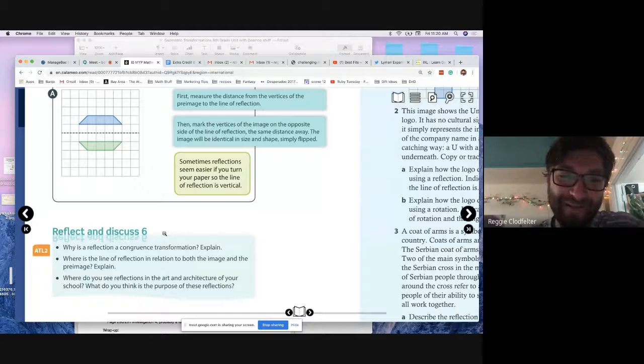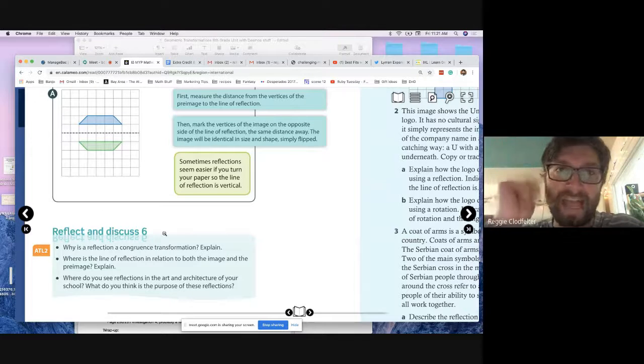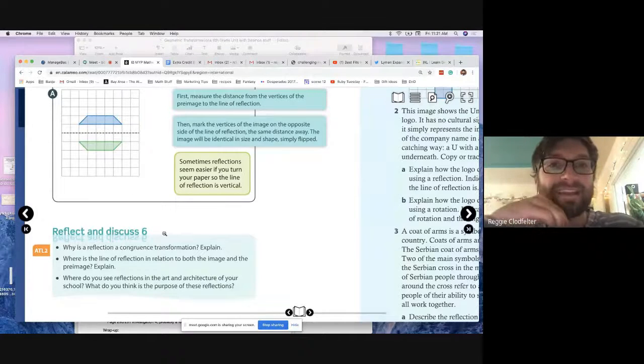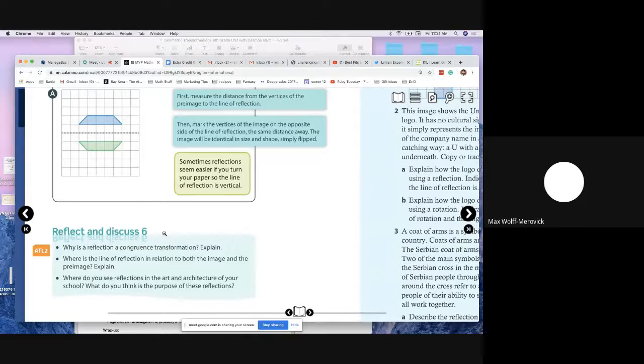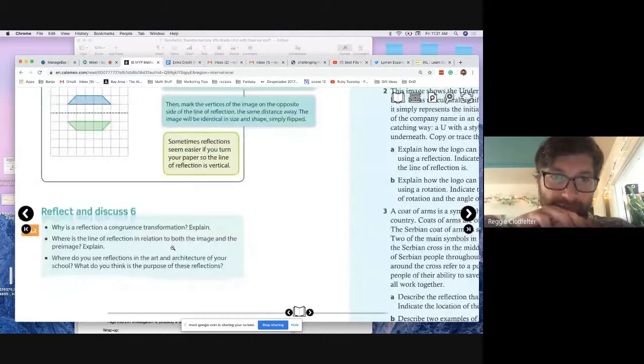So where is the line of reflection in relation to both the image and the pre-image? It's in between them. It's in the middle. And is it exactly in the middle? Yes, it'll be the exact same distance away from both, correct? Correct.